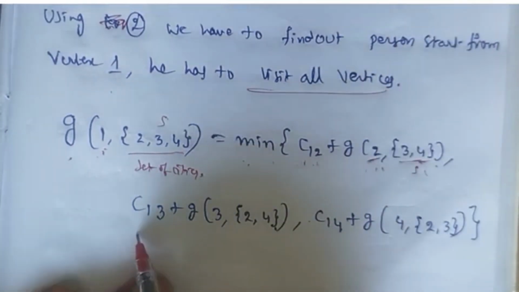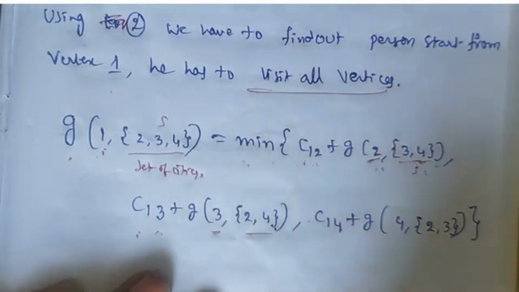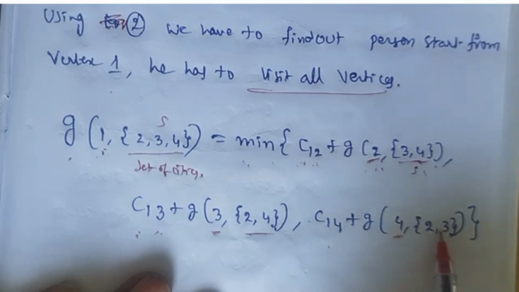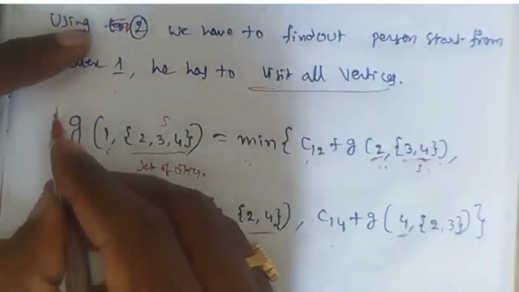Same like that, G of 1, 2, 3. When going to 1, 2, 3, visiting 3 and 2 and 4 are silent. And here also C2, C1, 4, here visiting 4 cities. So we are writing the visiting cities outside of the set, and 2, 3 are not visiting, so they are inside the set. Okay, this is the main equation.